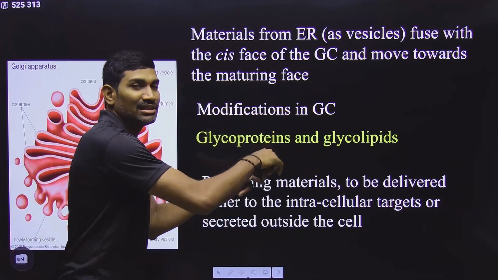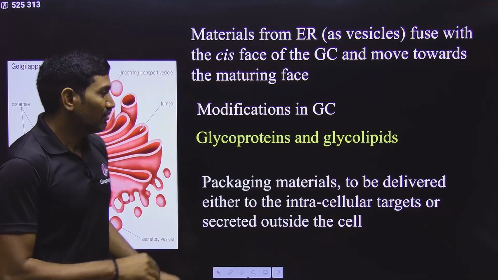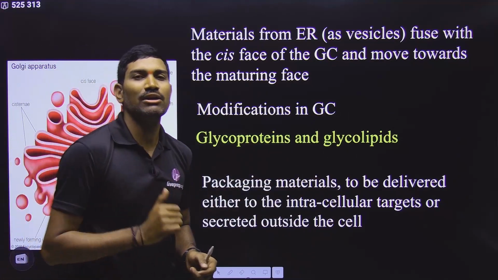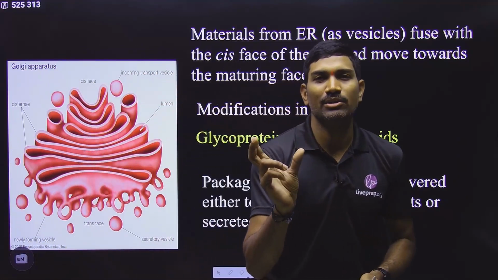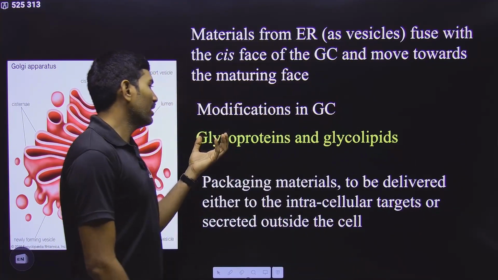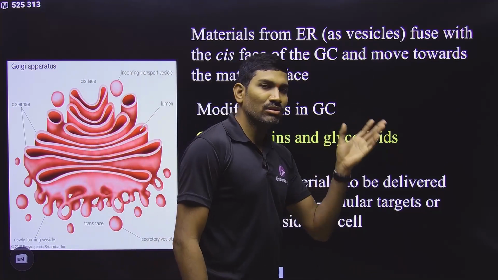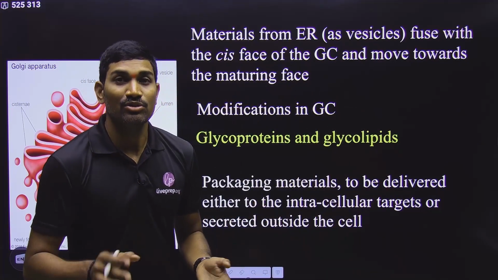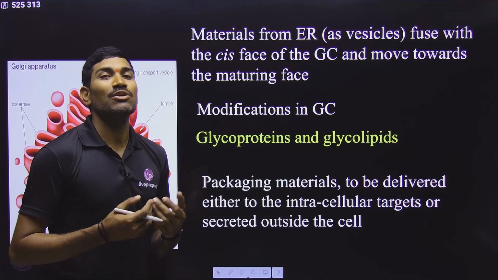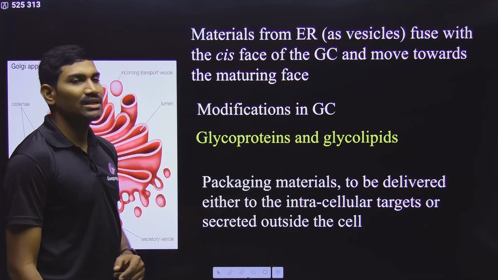Now what is happening in the GC? Glyco is added. That means within this Golgi complex, glycosylation is taking place. What is the meaning of glycosylation? Glyco means the carbohydrate portion, right? So that carbohydrate portion will be added. Carbohydrate added to protein is called a glycoprotein. Carbohydrate added to lipid forms a glycolipid. So that's why this Golgi complex is the major site for glycosylation, meaning attachment of carbohydrates. That is the important point.